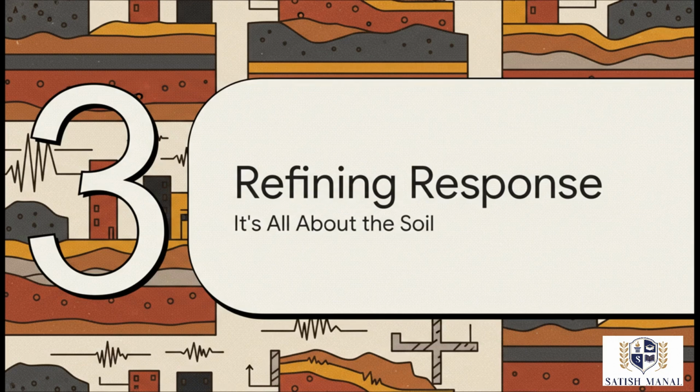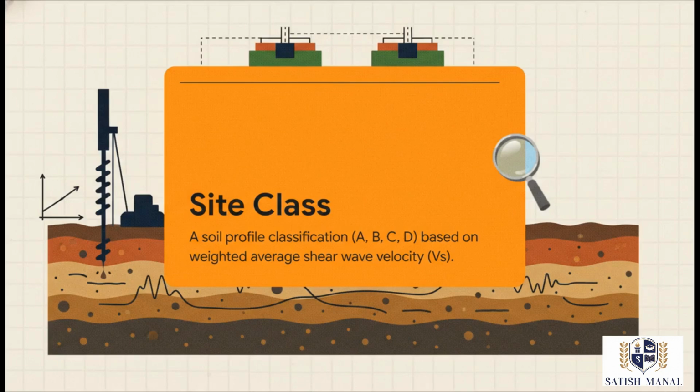It really is all about the soil. The concept of site class is now front and center. From now on, every single site has to be classified from A to D, and it's based on the shear wave velocity, the VS value, of the top 30 meters of soil. This is now a critical input parameter.